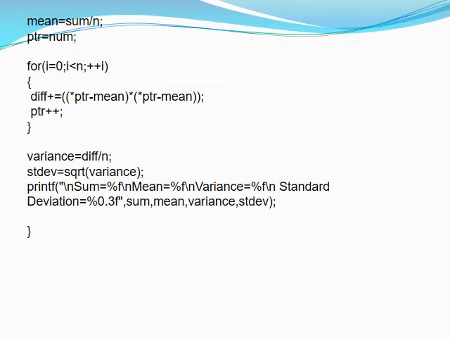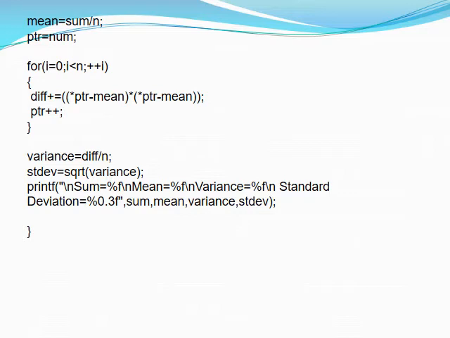In the previous slide we have seen how to find the sum of all the elements. So here we are finding the mean. Mean is equal to sum by n. So we will get the mean value. Again, as the pointer has reached the end of the array, we are again assigning the address of the array to the pointer, ptr = num. So again the address is stored in the pointer variable.